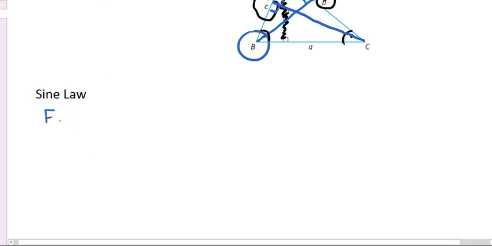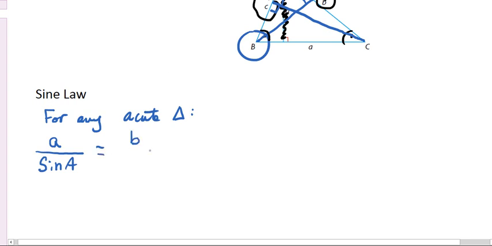For any acute triangle, the length of any one side divided by the sine of its associated angle is going to be the same ratio as one of the other sides divided by the sine of its associated angle, and so on. This ratio would be the same as well. Okay?